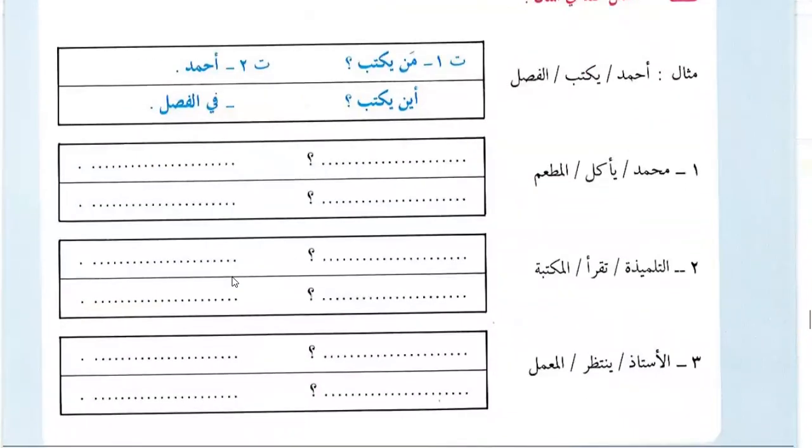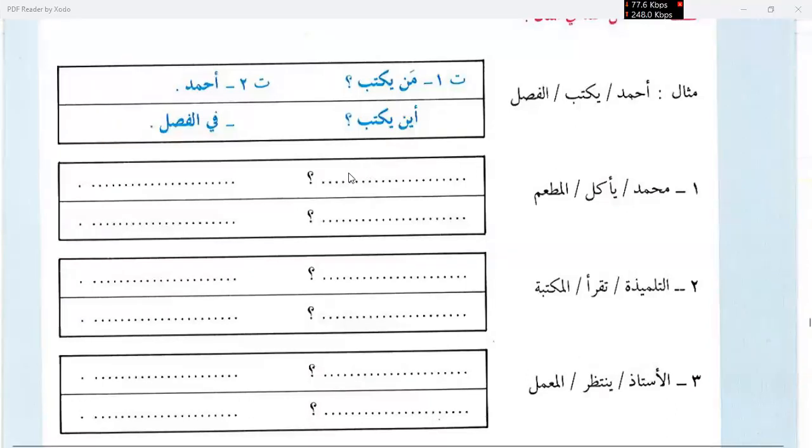Akmil kama fil misal. Complete like in the example. So the teacher has given you three words: Ahmad, Yaktubu and Fasal. So the first one will ask, Man yaktubu? Who is writing? Second one will say, Ahmad yaktubu, or just Ahmad is enough. Aina yaktubu? Where is he writing? Fil fasal, in the class.